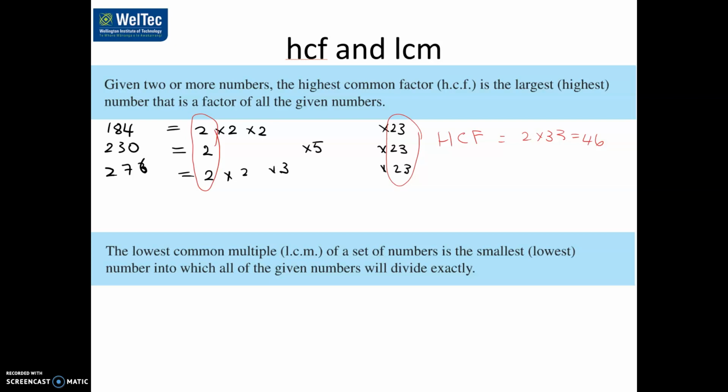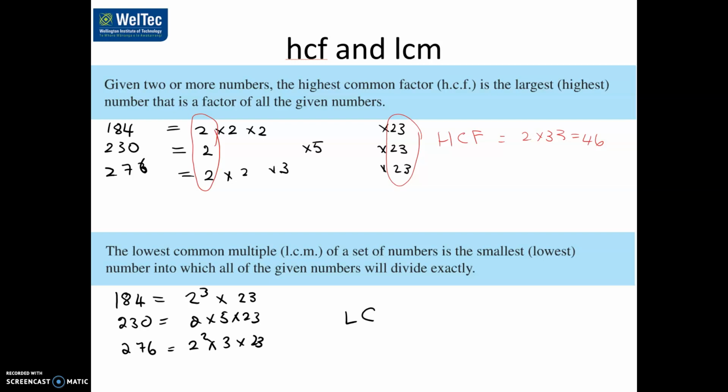So let's again write it out. We're going to write 184. This time I'm going to write it the way your calculator actually prime factorizes, but it's the same as above. So it's going to be 2 cubed times 23. 230 is going to be 2 times 5 times 23. 276 is going to be 2 squared times 3 times 23.